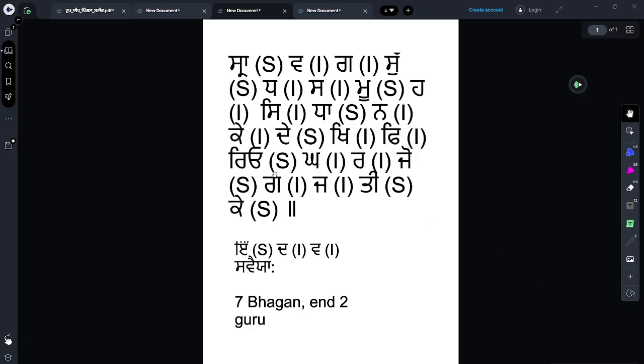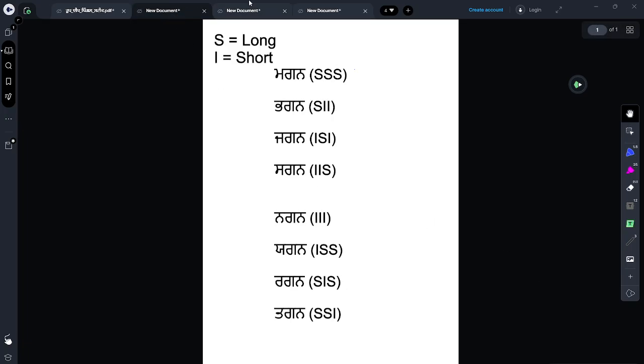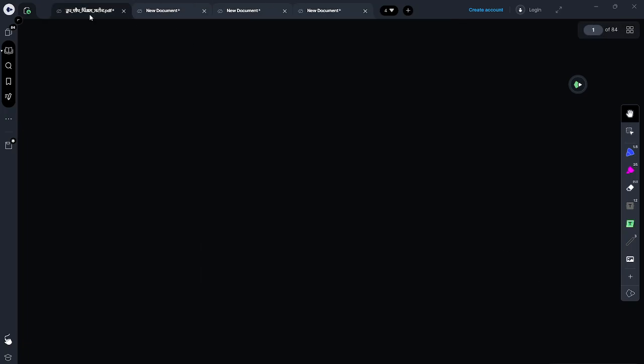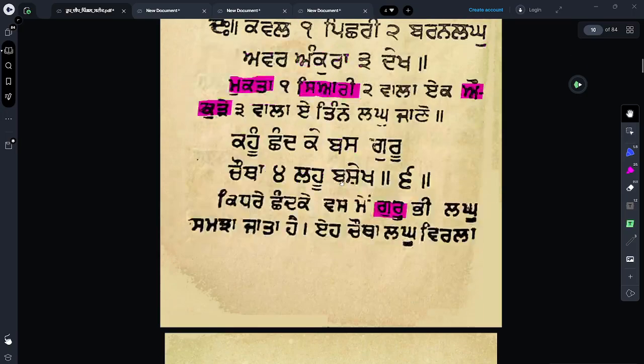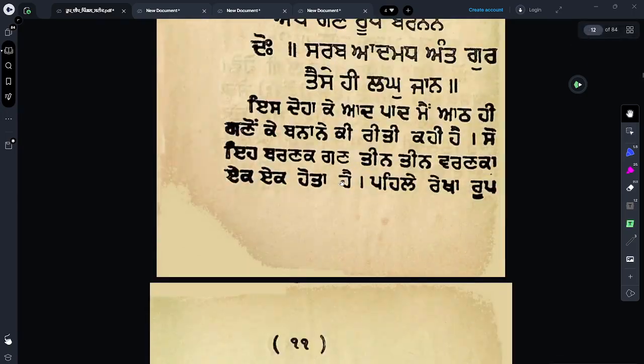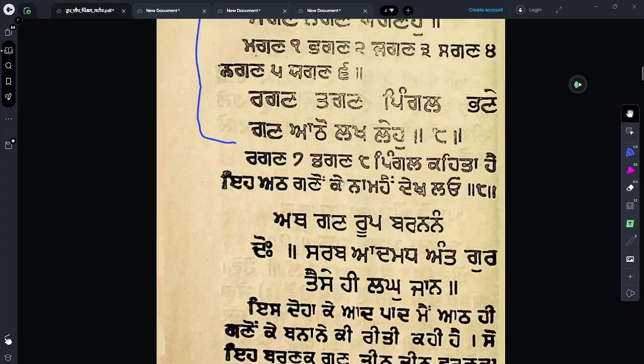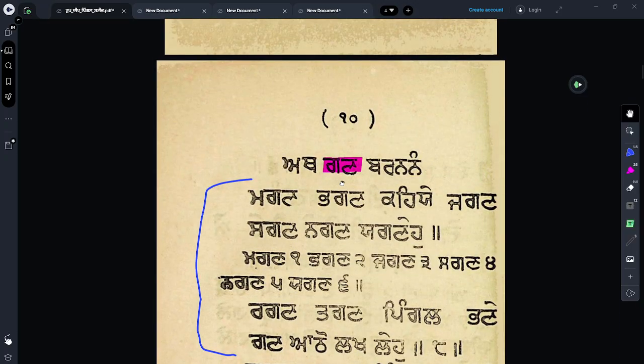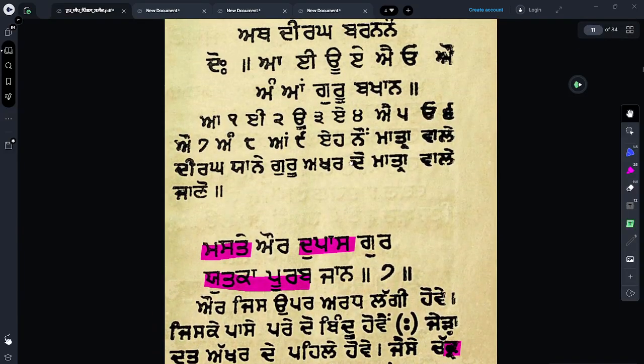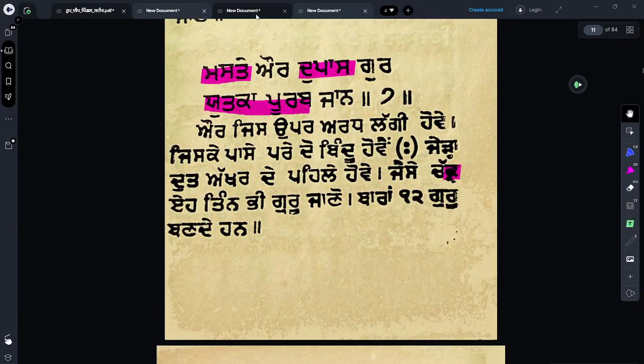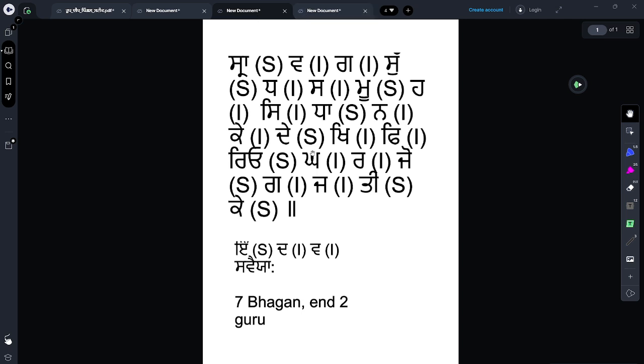Guru Kripa, that would be the end of this session, or this lecture. We went over up until Gan Roop Baranan. The PDF of this Granth has been posted in the Discord channel, so if you want to look at that. But anyways, we'll just leave it at that.